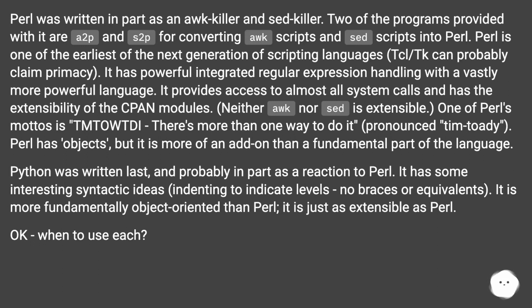Python was written last, and probably in part as a reaction to Perl. It has some interesting syntactic ideas, indenting to indicate levels, no braces or equivalents. It is more fundamentally object-oriented than Perl. It is just as extensible as Perl. Okay, when to use each?